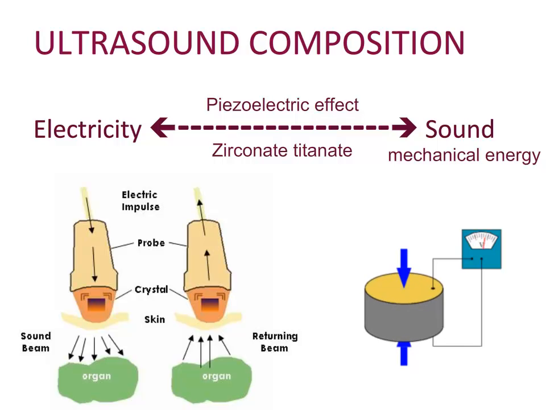Now, let's go back to the transducer for a minute and recap what we heard. Ultrasound beams are created by transforming electrical activity to pressure waves. This is called the piezoelectric effect. It's known to naturally occur in quartz, but zirconate titanate crystals were found to be better than quartz and are currently in use in commercial ultrasound transducers.